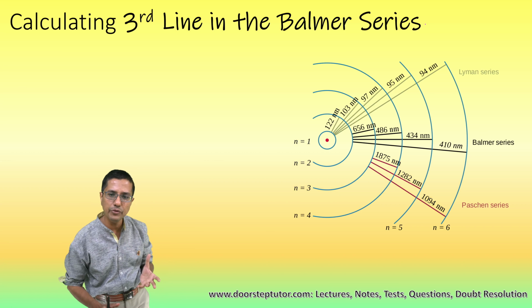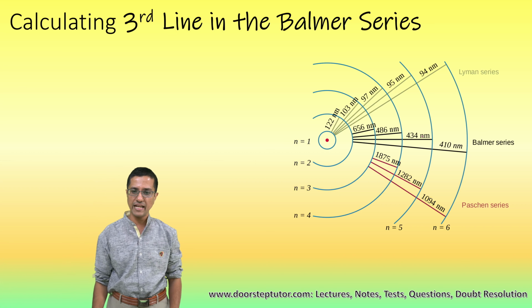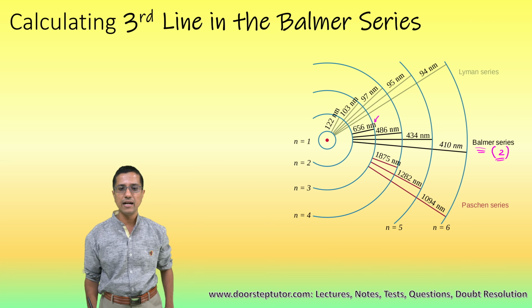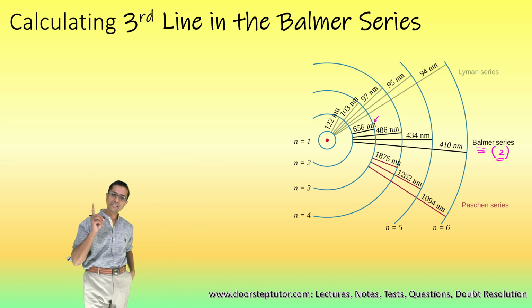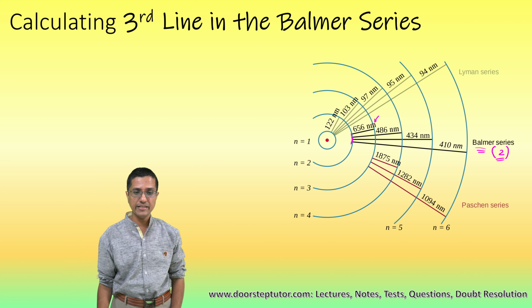We have to understand a few things here. We have to understand what the Balmer series is, and we have to understand what the lines mean. So the Balmer series is given here. What about the third line? Balmer series happens when the electron jumps to n equal to 2. That is the final destination, n equal to 2. That is where it is coming. So this is the first line, this is the second line, and this is the third line.